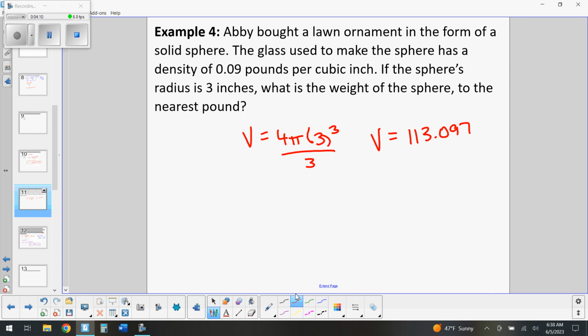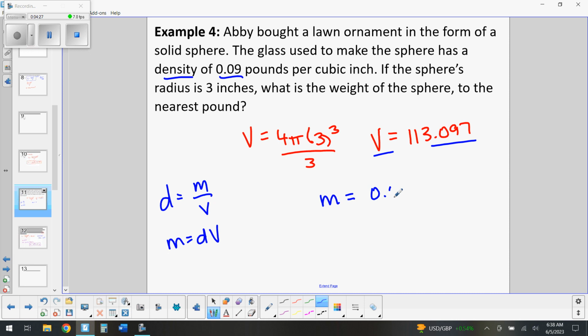If you recall, we talked about density being mass over volume, which also meant that mass was density times volume. We have the density, we have the volume, we're looking for the mass. So mass will equal 0.09 times the 113.097. So when I multiply this, I get a mass of very close to 10 pounds.